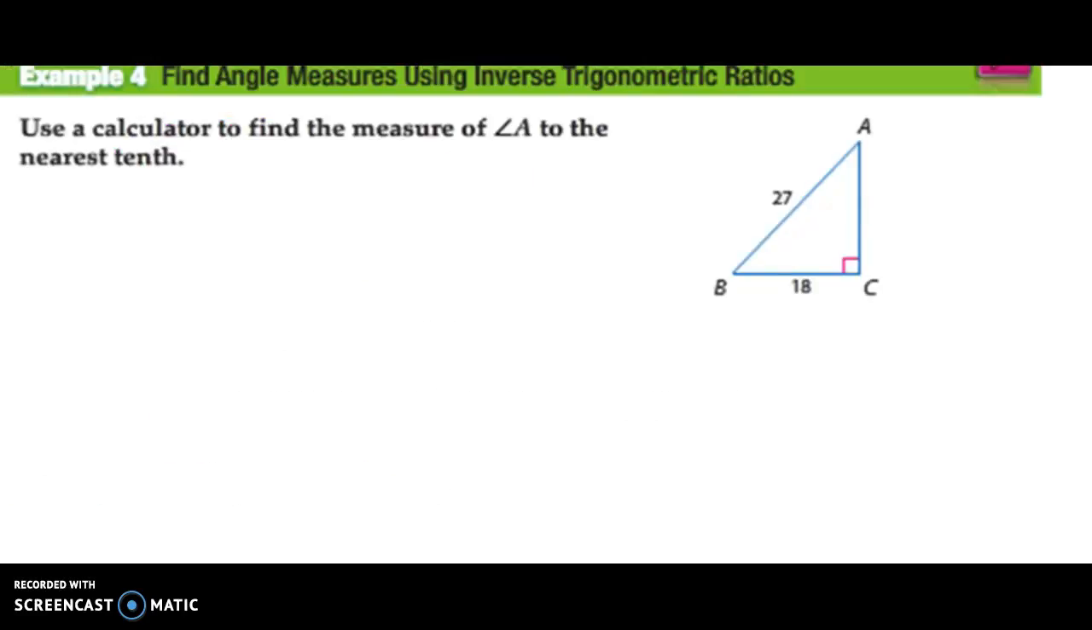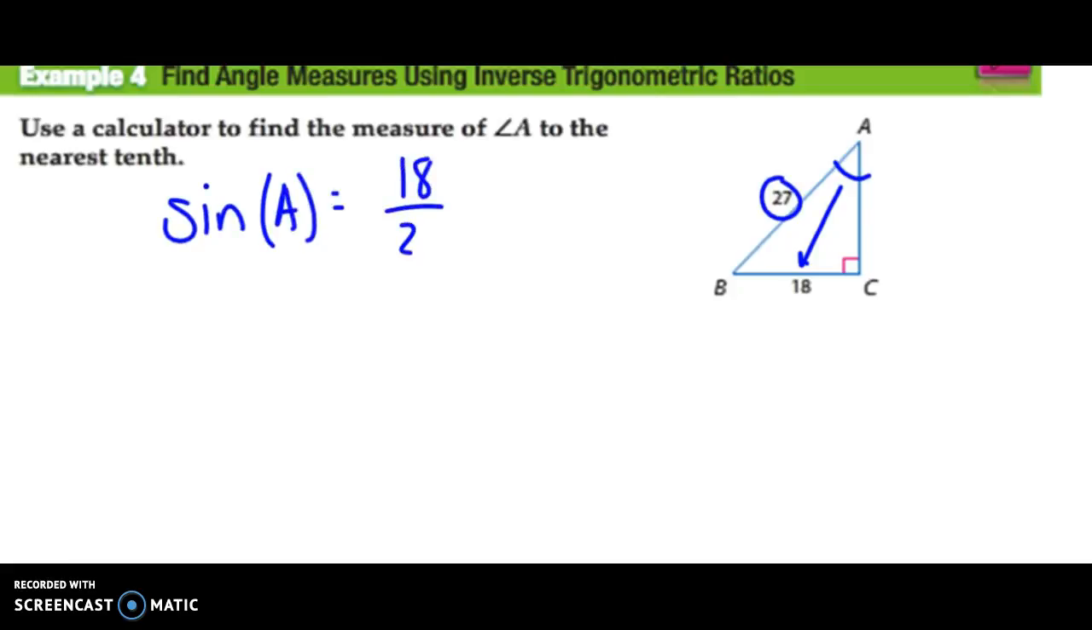Now let's look at this in an example. It says use a calculator to find the measure of angle A to the nearest tenth. Well, I know the two sides of this triangle are the opposite and the hypotenuse, because it's across from the right angle. So which trig ratio is opposite over hypotenuse? That's going to be sine. So sine of angle A is equal to 18 over 27. Well, how do I undo sine? I do the inverse sine.